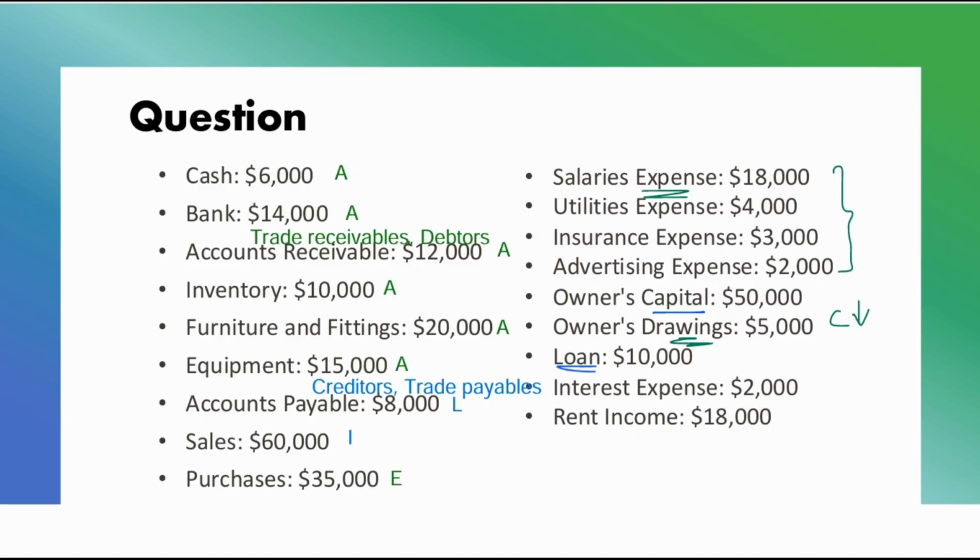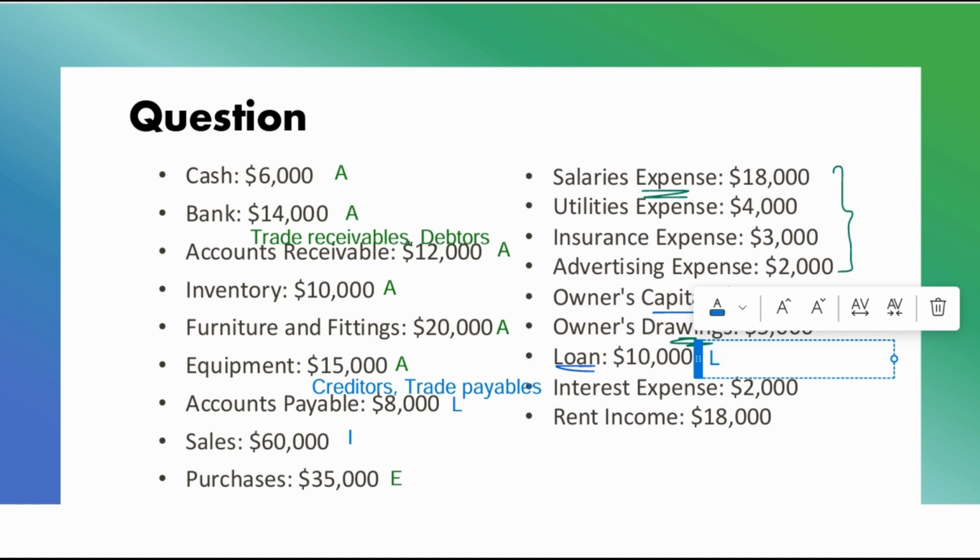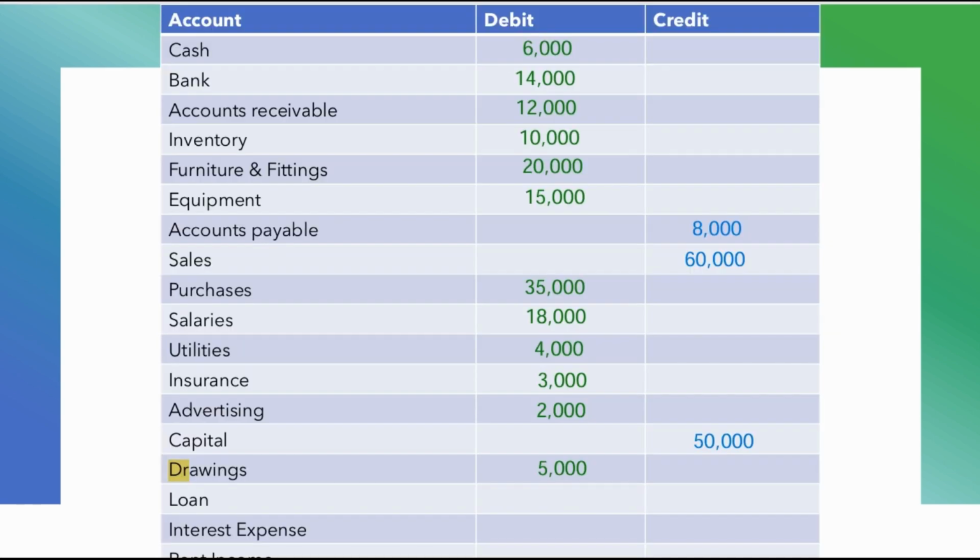Then we have loan. Loan is a liability. Usually, if you take bank loans, that's when you borrow money from the bank and you have to repay the bank in another few years, which means you have an obligation. You have a debt. You have to pay it. And paying that debt in the future will lead to a future economic outflow. So it's a liability. Liabilities have credit balances. 10,000 will be credited.